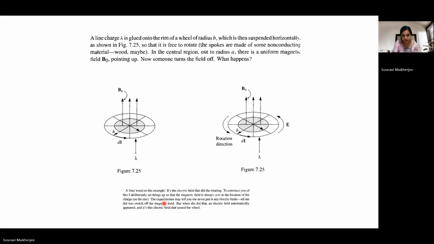Okay. So this tells us again that the magnetic field is always zero at the location of the charge. So we don't put in any extra external electric field. As we switch off the magnetic field, the flux changes, and that automatically generates the electric field, which rotates the wind. Okay.